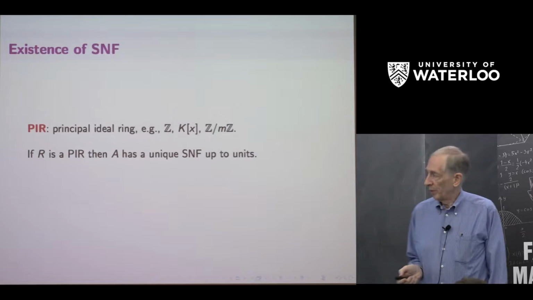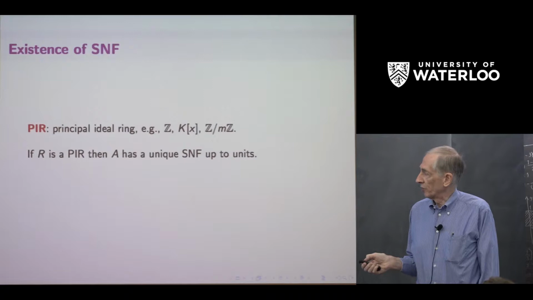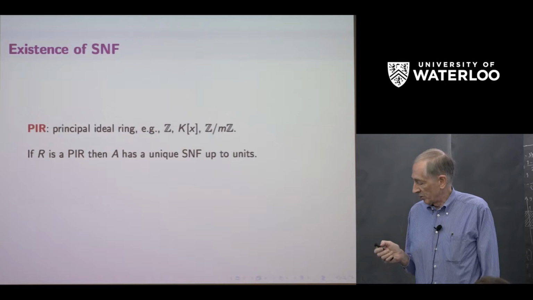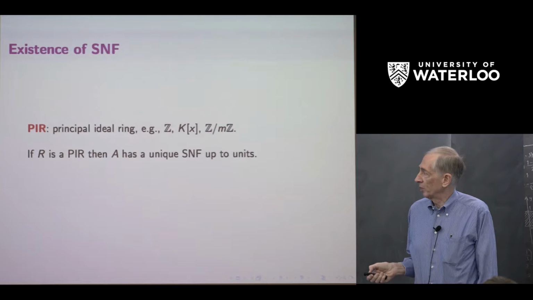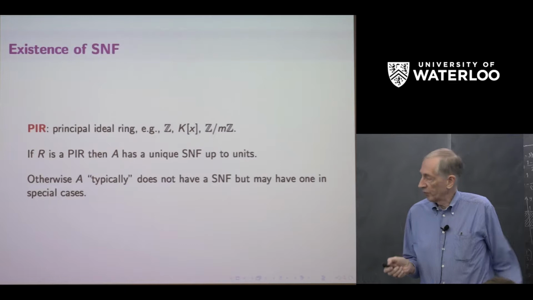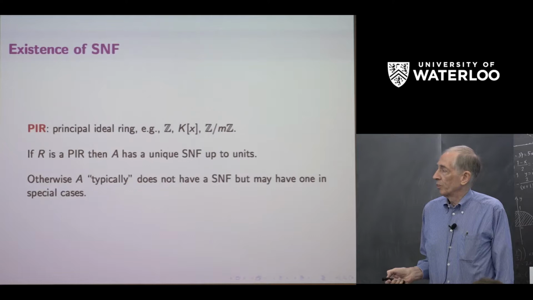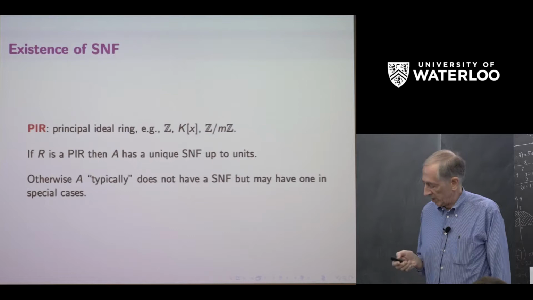So these are mainly the rings we're interested in, especially for combinatorial purposes, the integers. And this basically goes back to Smith. I mean, he did it over the integers, but his argument works for any PIR. So for other rings, some random matrix is probably not going to have an SNF, but there are some interesting examples where they do.